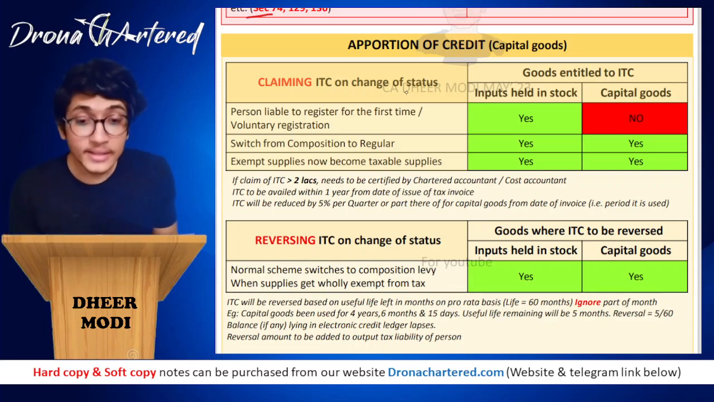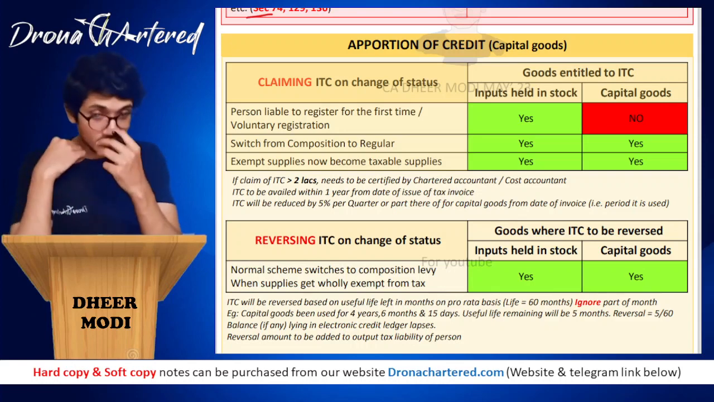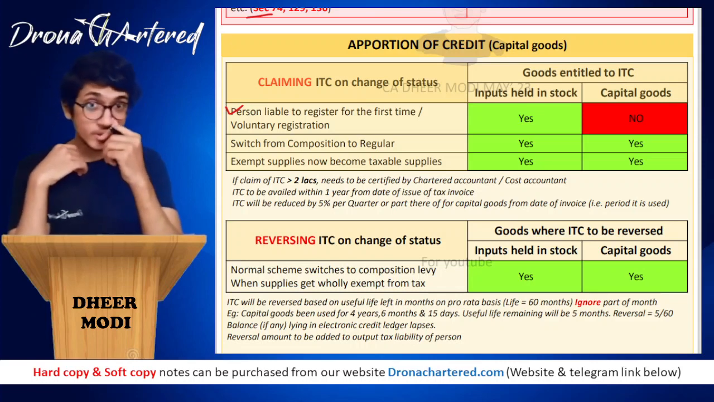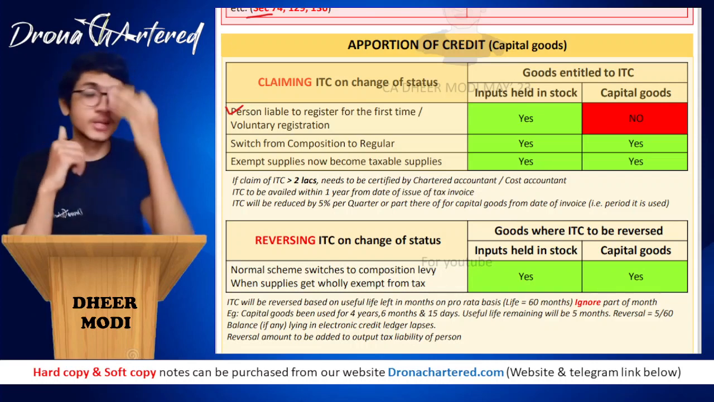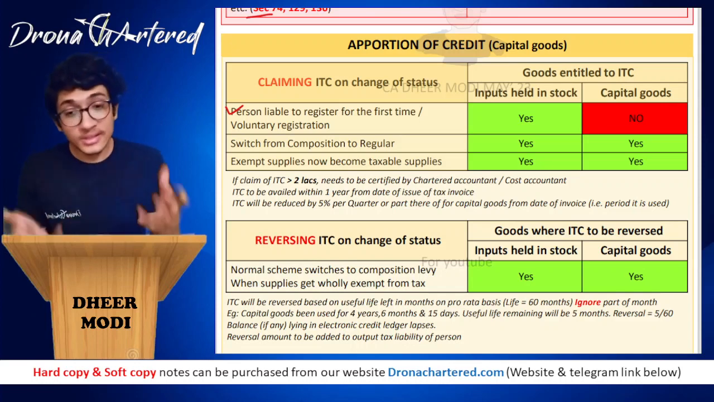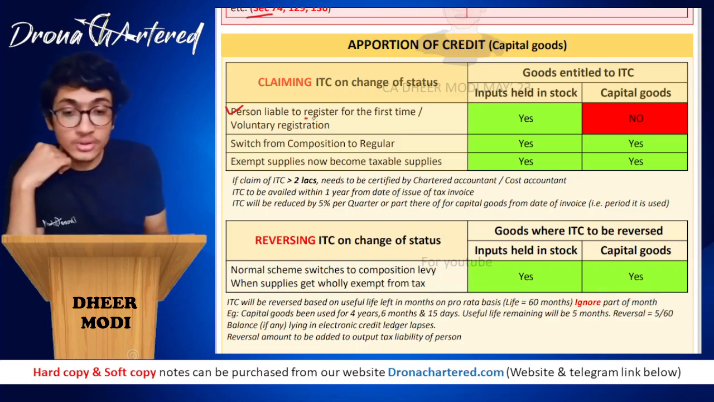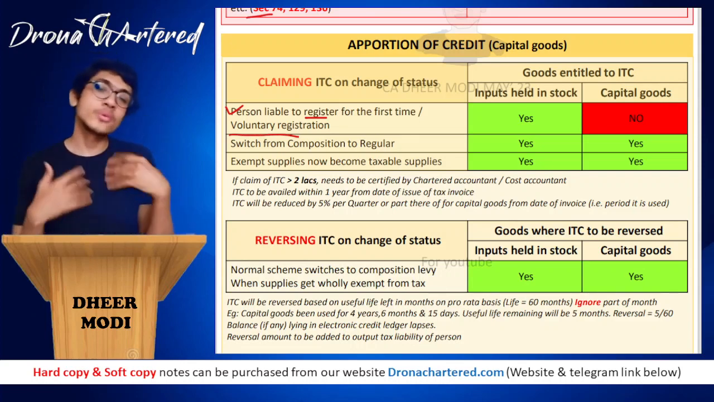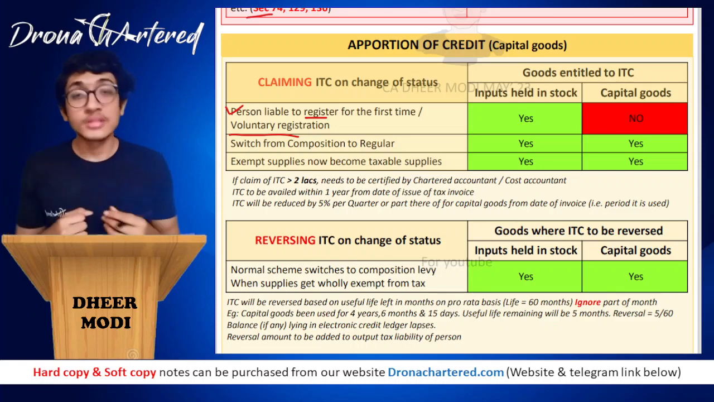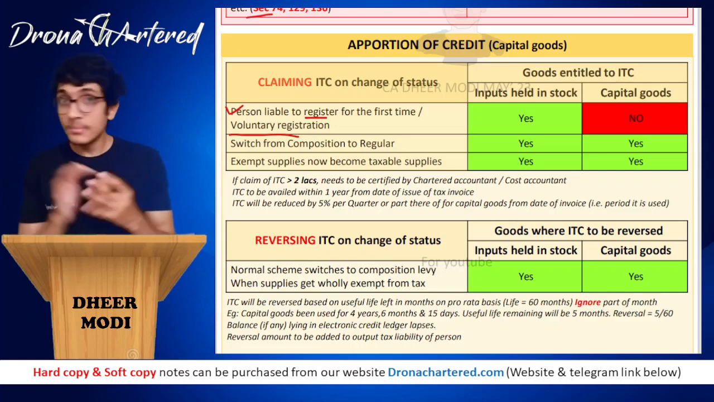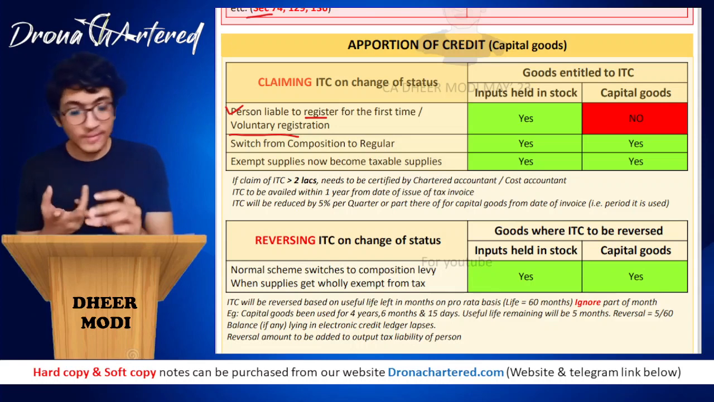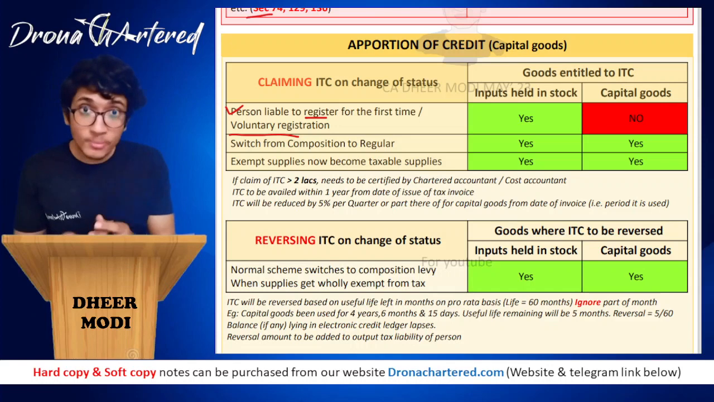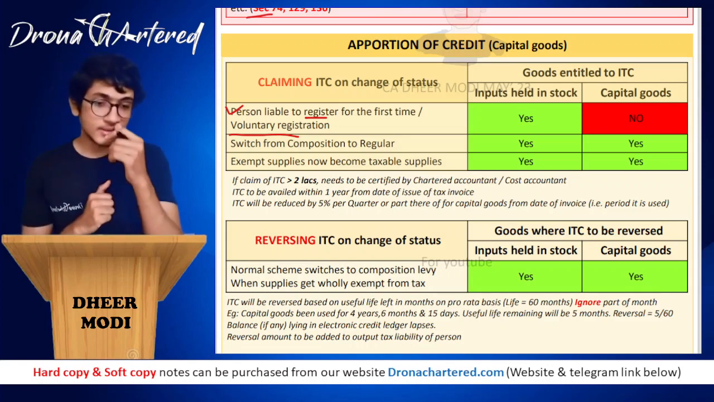So, claiming ITC on change of status. For example, if a person was liable to register for the first time, or voluntary registration. When you take registration for the first time, earlier you were not registered under GST, but now you are. Or you're taking a voluntary registration, that is, even though you have not reached the limits, you still want to voluntarily register. In such a case, I have already purchased some input goods and some capital goods. On which goods will I get my ITC? Because I am now being registered, but my goods have already been purchased earlier.